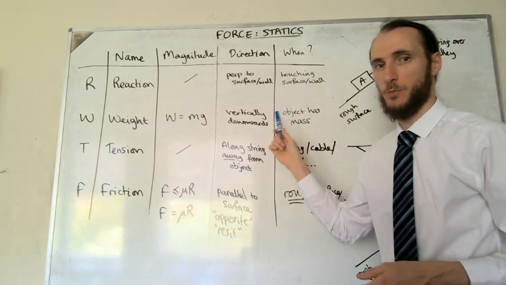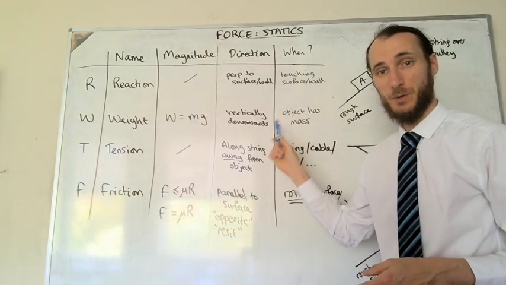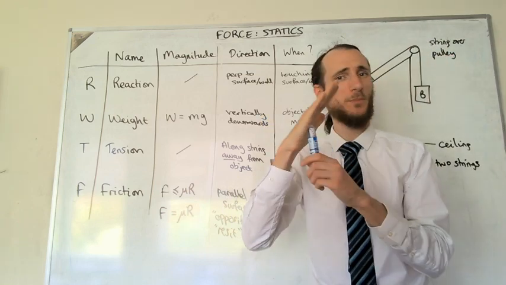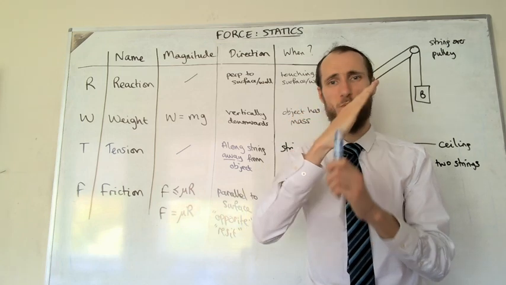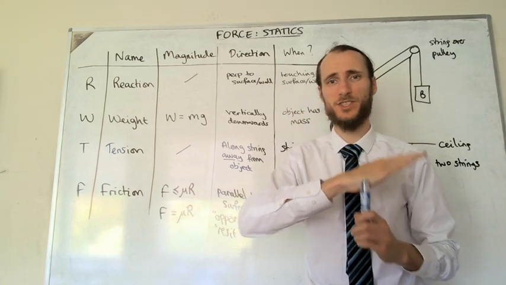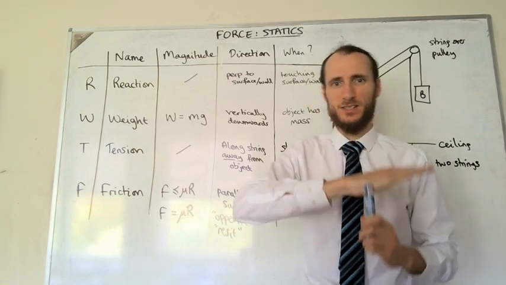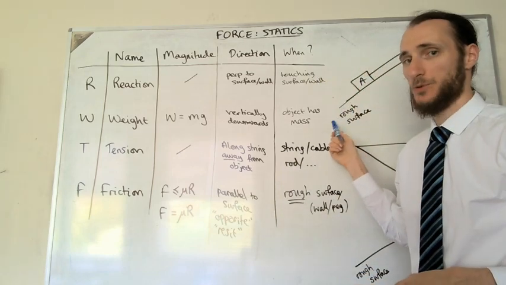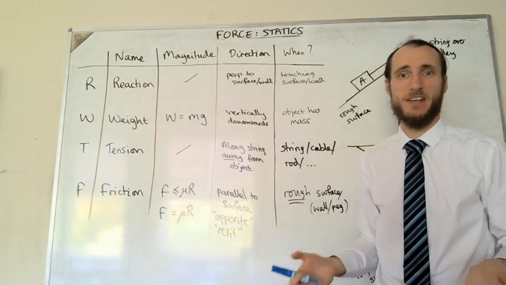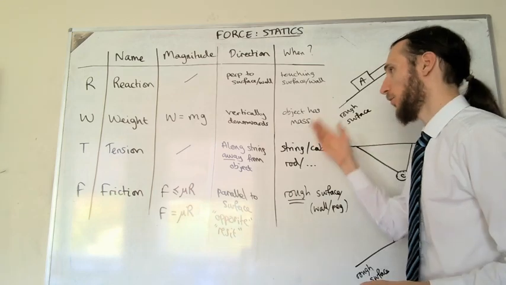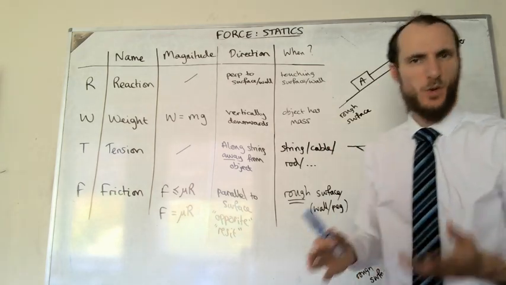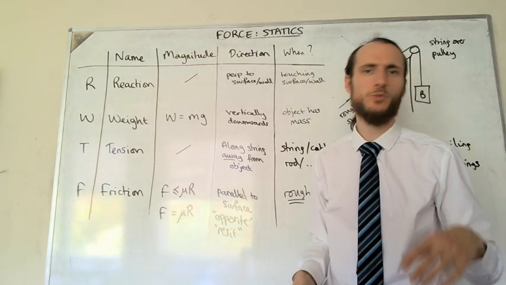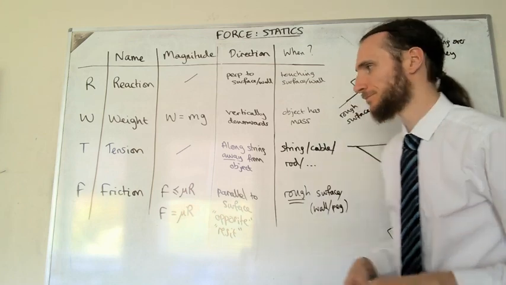The direction, more importantly for us today, is vertically downwards, meaning straight down. It doesn't matter what angle the object's sitting on, even if the surface is inclined, the weight force is always going vertically downwards. I have seen some interesting changes of angle, but always straight down. It happens whenever an object has a mass, which is pretty much every object you're going to see. By the way, things without weight and without mass are referred to as light, but we'll mention that again in the future when it becomes important.